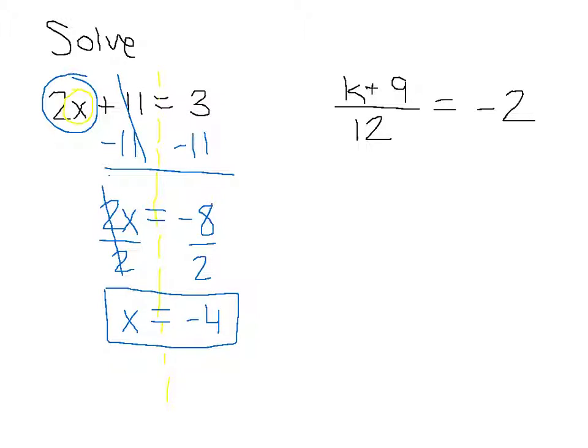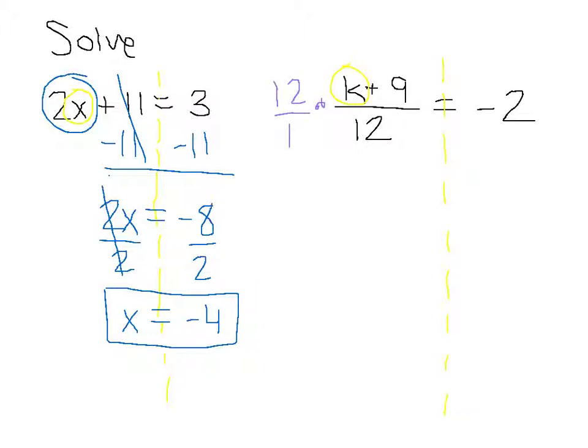Now let's look at this next example over here. I want to get k by itself, and here's my equal sign. But there's one big problem: we have a fraction. A lot of people don't like fractions. So you see how I have one giant fraction on the left-hand side of the equation and nothing else? Well, if I have one big fraction, I can get rid of it by multiplying it by the denominator.